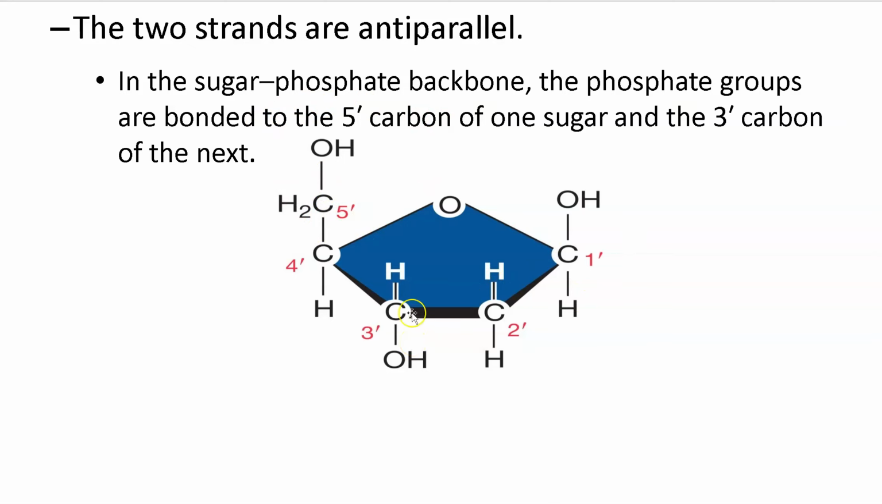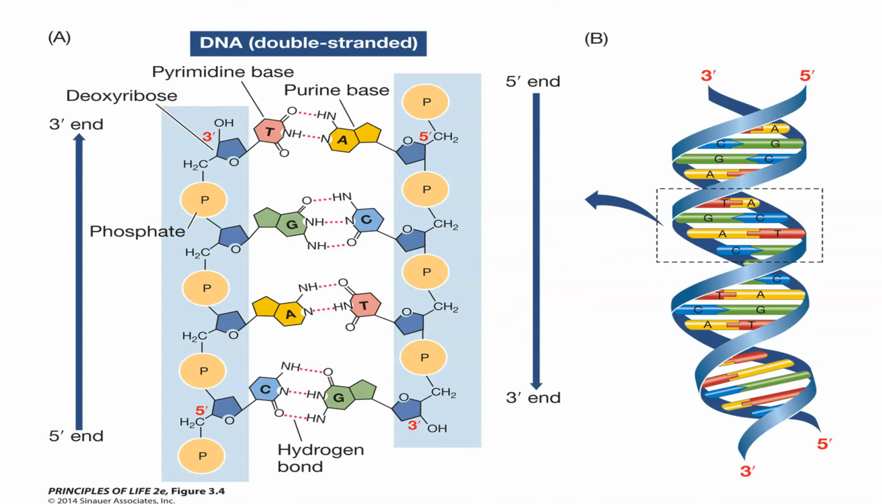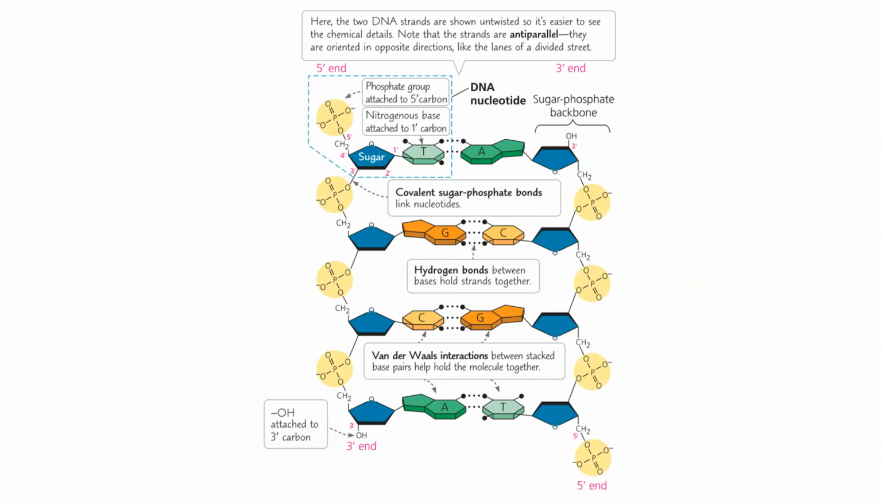So you can see this is numbering carbons, 1, 2, 3, 4, 5. You'll go into that in chemistry and stuff. But you can see here that 3' end and the 5' end. And so you can see that they run in opposite directions. Okay, so here's a picture from another textbook. They're anti-parallel, phosphate groups attached to the 5', nitrogen base attached to the 1' carbon, and then here's the OH attached to the 3' carbon over here. The 5' end is flipped, so you can see 5' and 3' go in opposite directions.